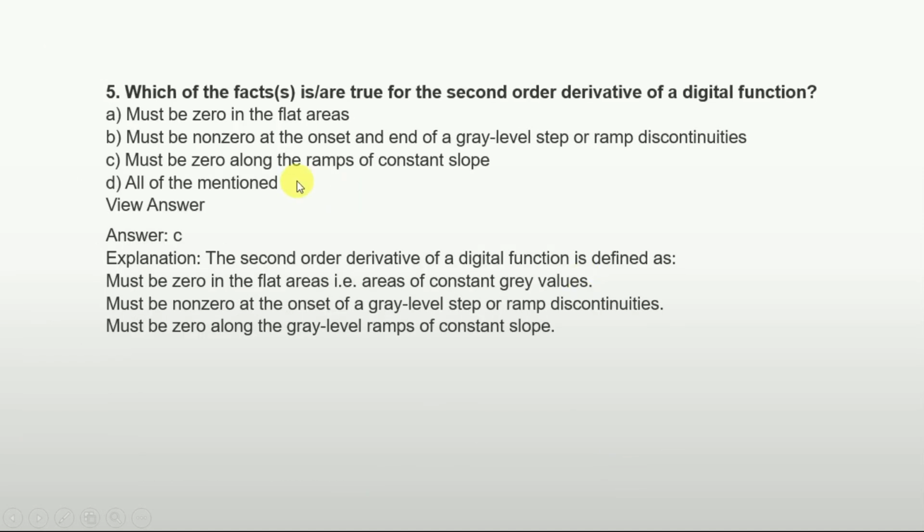Which of the facts are true for the second order derivative of a digital function? Options are: must be non-zero in the flat areas, must be non-zero on set and end of gray level step and ramp discontinuities, option C is must be 0 along the ramp of constant slope, and option D is all of the mentioned. So the answer is C, that is must be 0 along the ramp of constant slope.